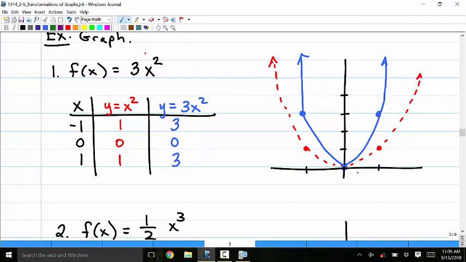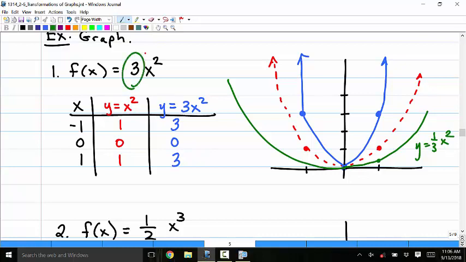Okay, so this is at 1/3. Here's y equals 1/3 x squared. If the number out front is bigger than 1, you grab the ends of the parent function and you stretch it up. If the number out front is between 0 and 1, you're going to grab the ends and shrink it. You're going to compress it down and it opens up. Questions there? Go do number 2. y equals 1/2 x cubed.